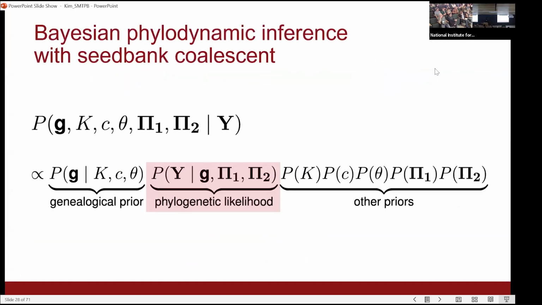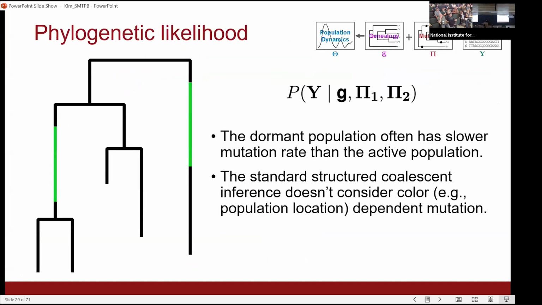So that is our genealogical prior, and then the phylogenetic likelihood term. This was an interesting part for us because in the standard structured coalescent model, usually in computing the likelihood the color is ignored and the likelihood is computed as if the lineages were not colored, because the assumption there is that the population location doesn't affect the mutation rate. However, dormant populations in our case are often mutating slower than the active population. So we have to consider coloring and model different mutation rates when computing the likelihood as well.